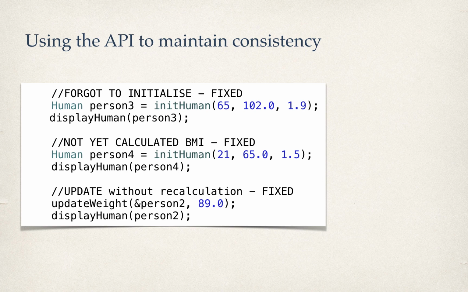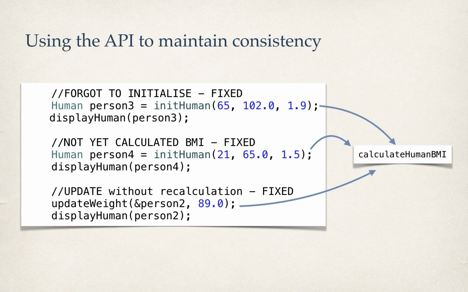So for example here, if we always create our structure using the init function, okay, this returns a structure which gets copied into person 3. We've got to pass in the parameters that we do know, therefore it'll always be initialized. The other thing this would do is call calculate human BMI for us every time we initialize, so we don't actually forget to calculate. Same, that's the point made here.